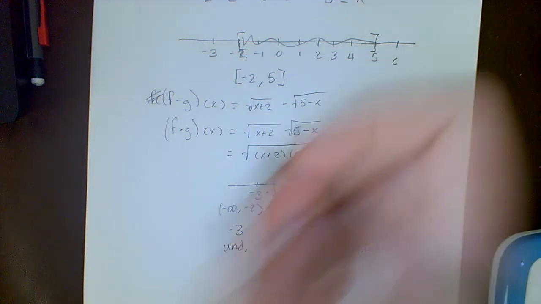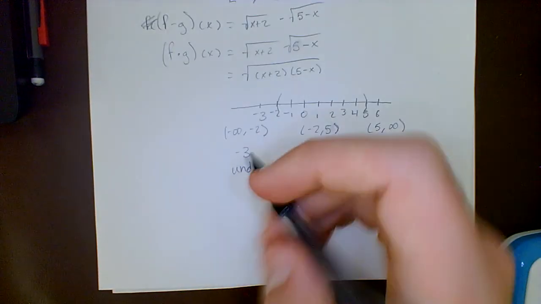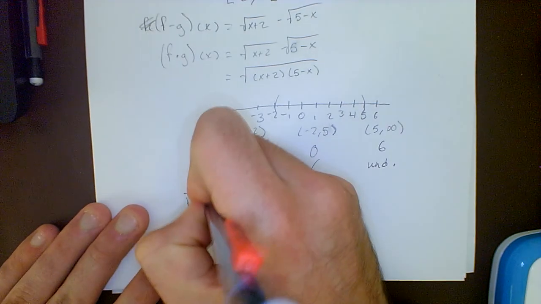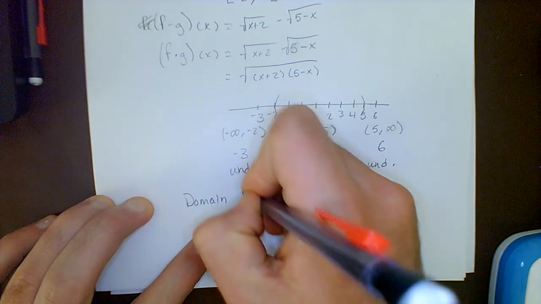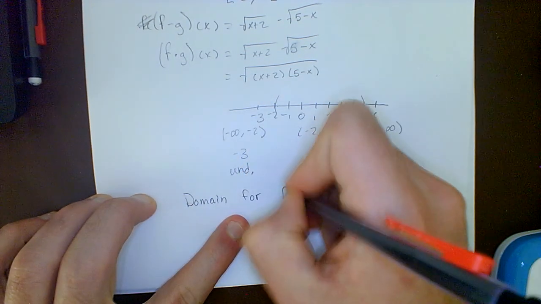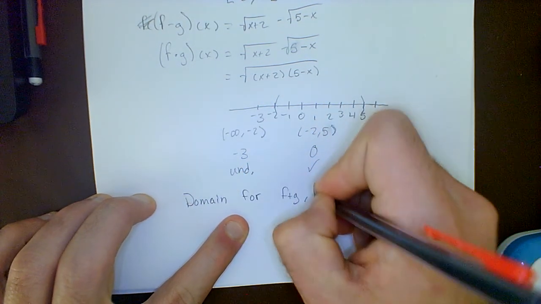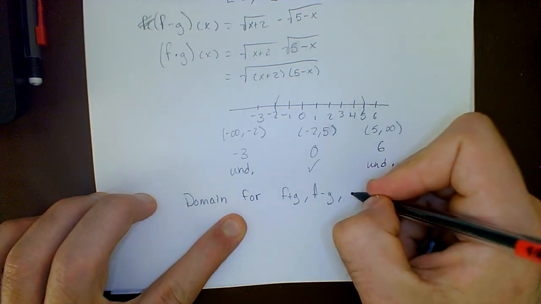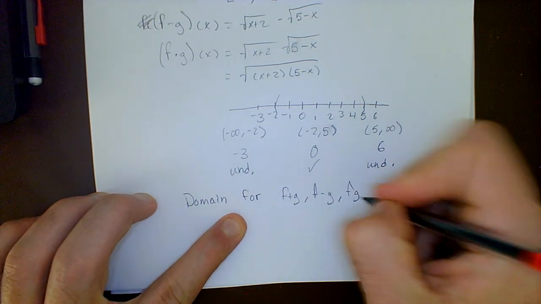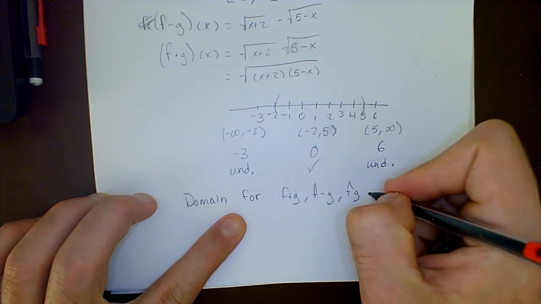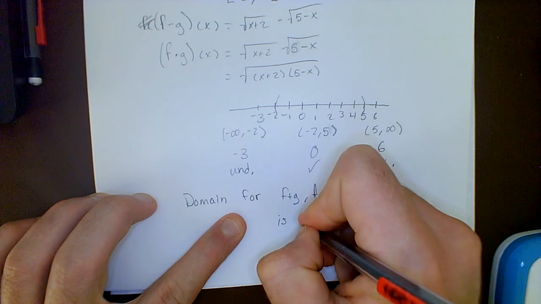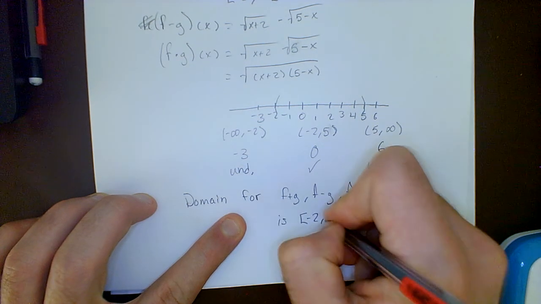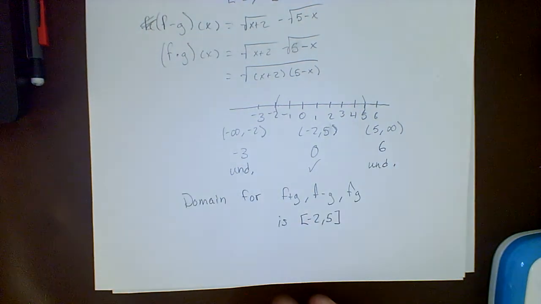So we see that the domain for f plus g, f minus g, and f times g is -2 to 5. Okay, and that's a common theme.